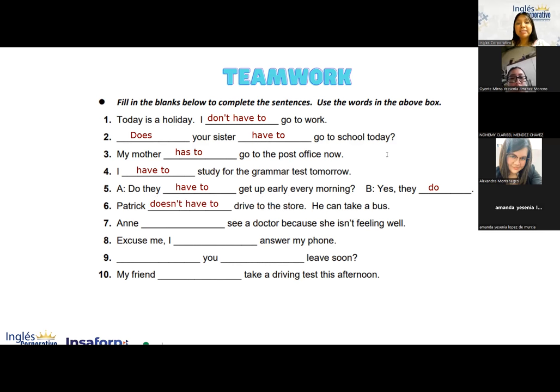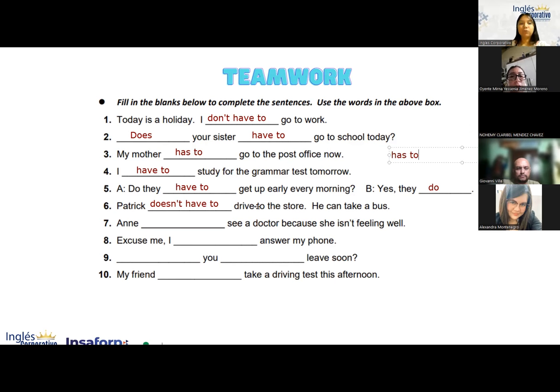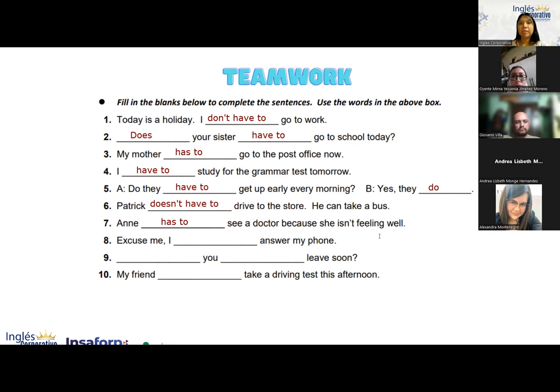Number seven. Has to. Isn't feeling well, okay? Mire cuando usted dice, yo no me siento bien, okay? Okay, no me estoy sintiendo bien, dice. Okay, I am not feeling well. Okay, I am not feeling well. Cuando usted quiere decir eso en un ambiente de inglés, okay, en su trabajo en algún momento que usted use inglés, I am not feeling well. I need to go. Or I have to go. Okay. Now, number eight. Excuse me.